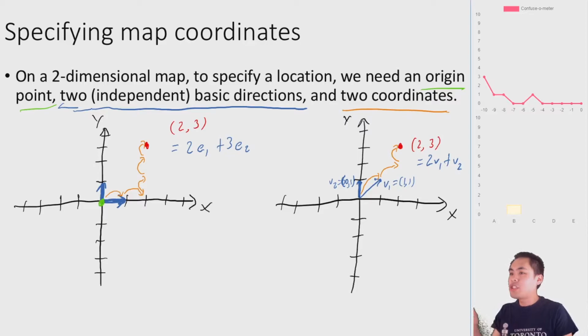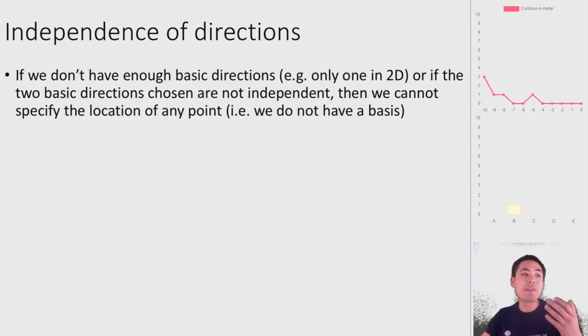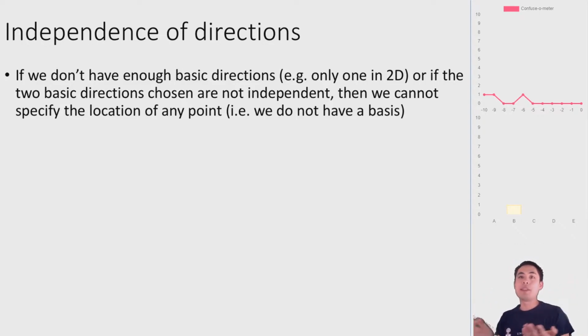So because we changed the basic directions that we're using to describe our coordinates, we have slightly different values in our coordinates. It's 2 and 1 instead of 2 and 3, but we still can specify our location. So long as you have 2 independent directions, you can specify a coordinate on a 2D plane. This is, of course, really quite important, because if you don't have enough basic directions, for example, if you only have 1 basic direction in 2D, or if the 2 basic directions chosen are not independent, then we can't specify the location of any point.